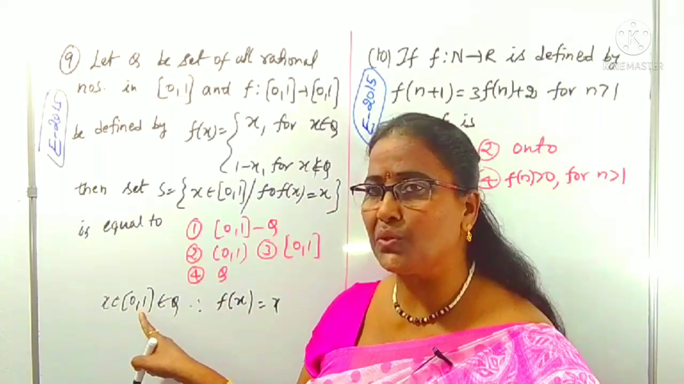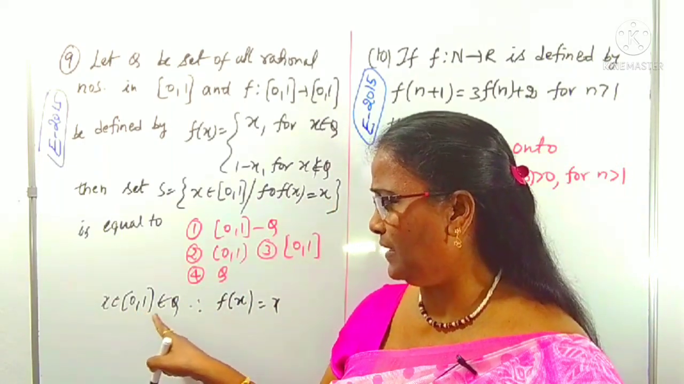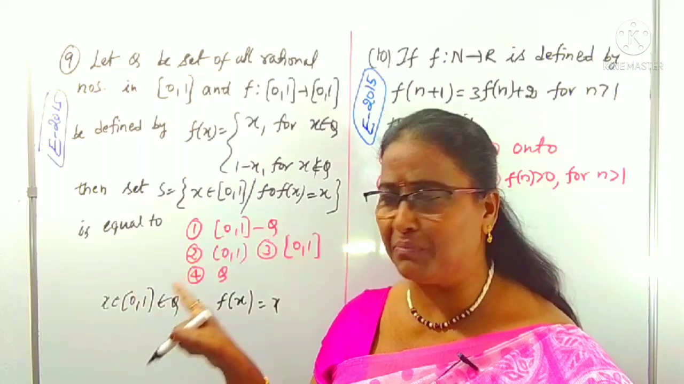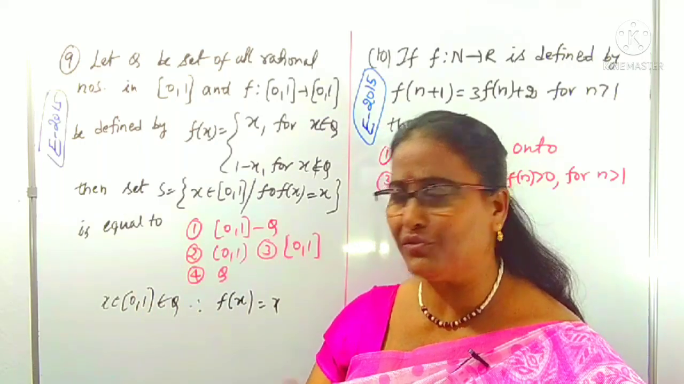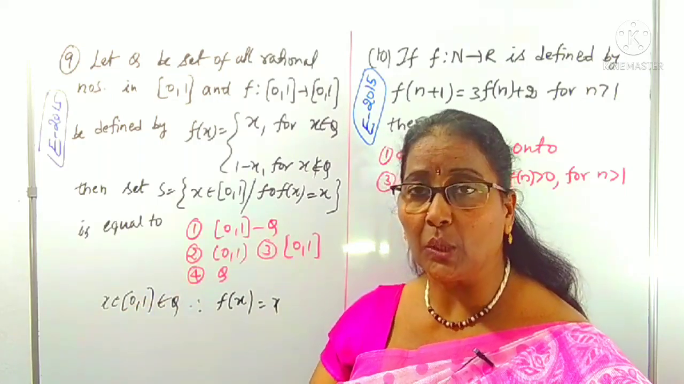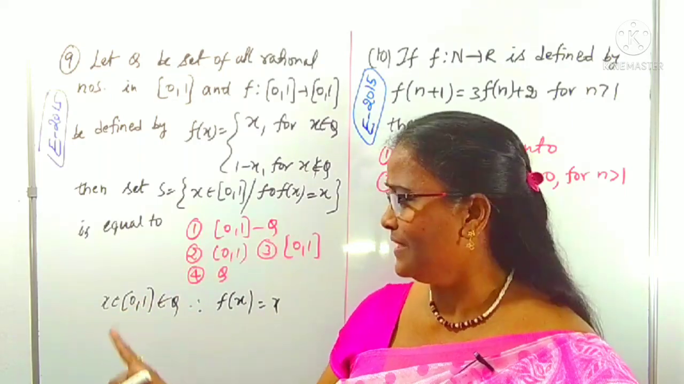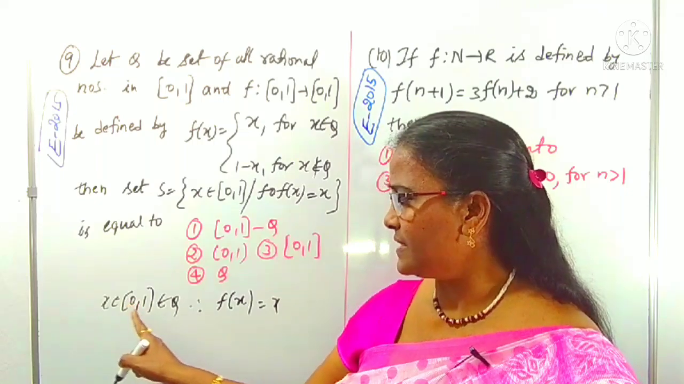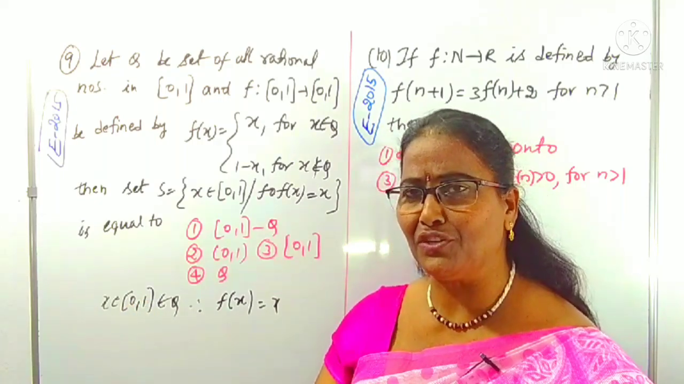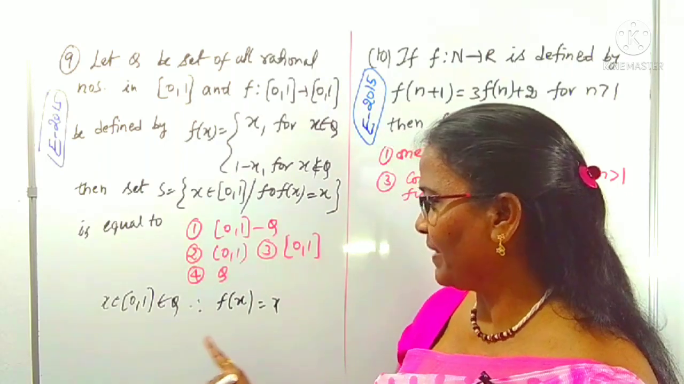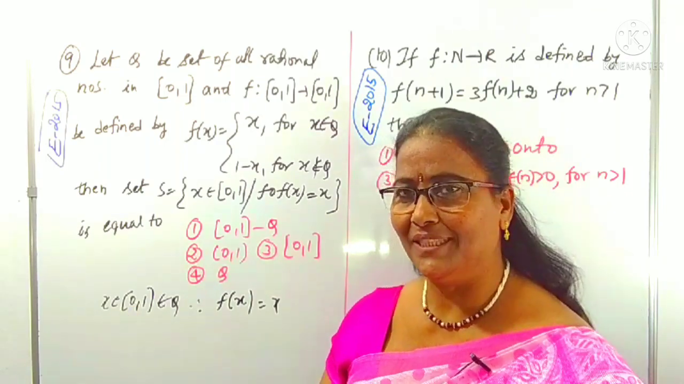First, x belongs to the closed interval 0 to 1, which means clearly all these are rational numbers. No irrational numbers here. Root 2 is not there, root 2 is 1.4, more than 1. Root 3 is nearly 1.7, that is also not there. These are entirely rational numbers only. Every integer is also a rational number.